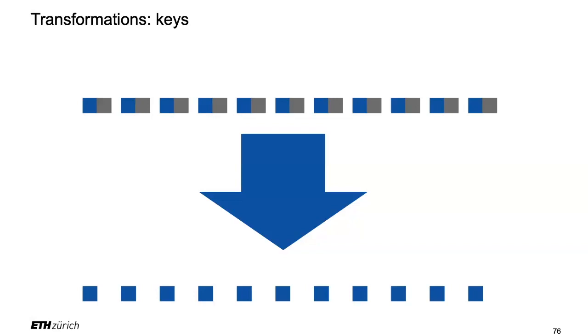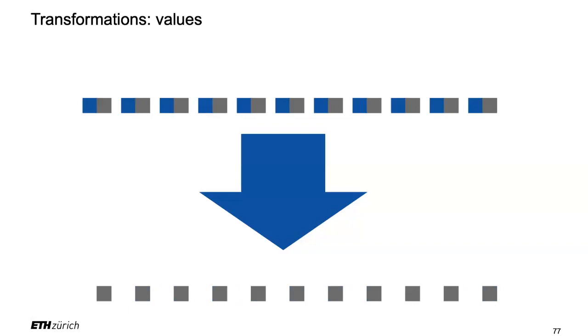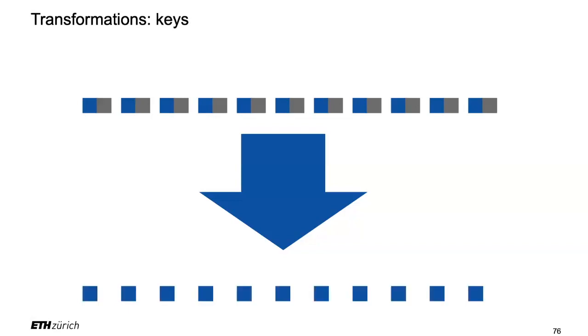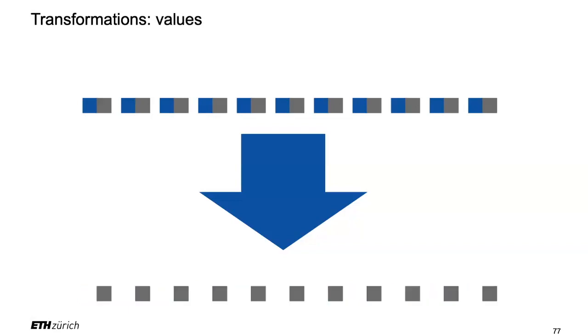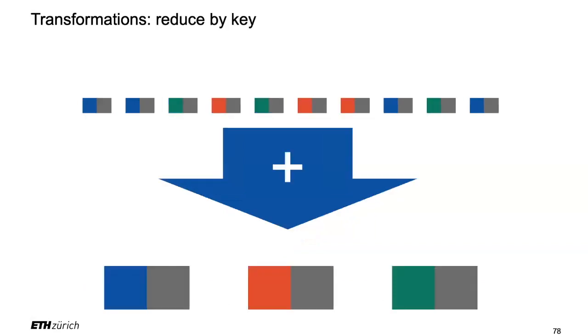For example, you have a transformation called keys that takes an RDD of pairs and returns the RDD with just the keys. You drop the values. It only works if this is actually an RDD of pairs. If this is not an RDD of pairs, you cannot do that. But if it is, then you can. So keys does that, and of course values, that's just the other one. So you can extract the keys and the values.